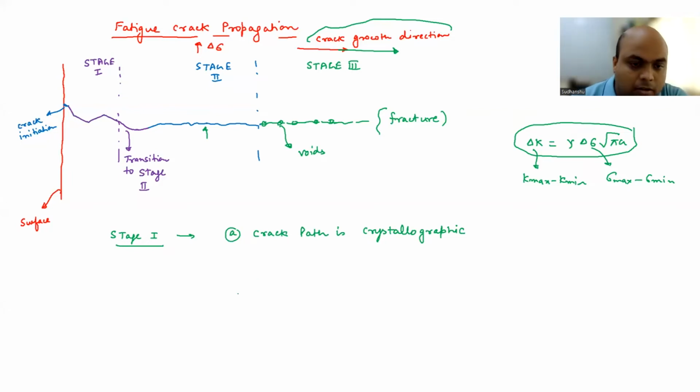So in stage 1, your crack length is small. This means delta K is small, right? See the above equation. And if this happens, you are going to have activation of a single slip system.